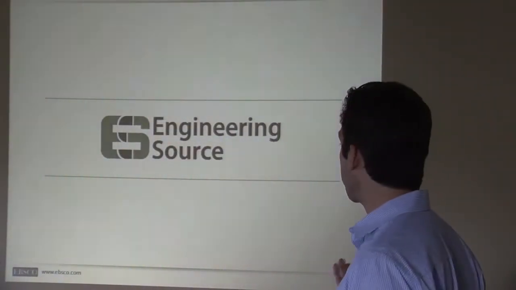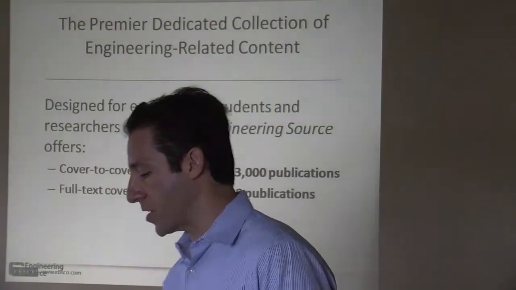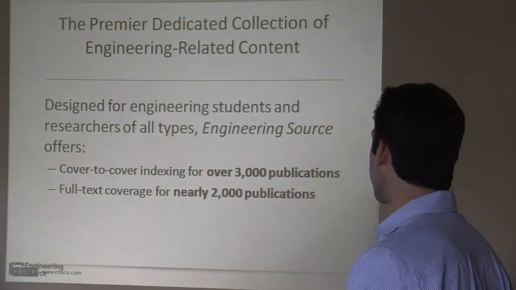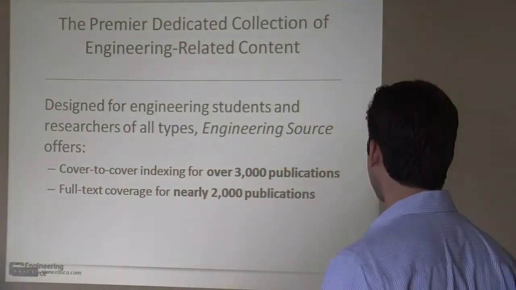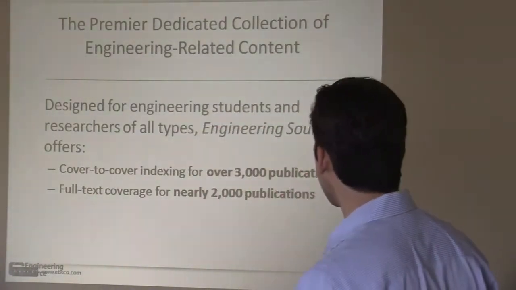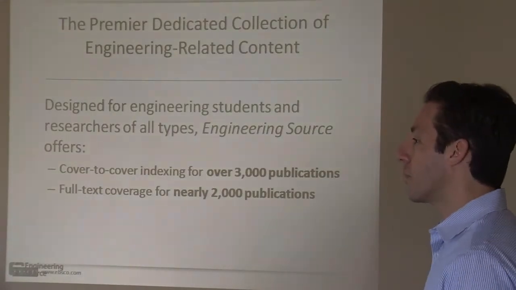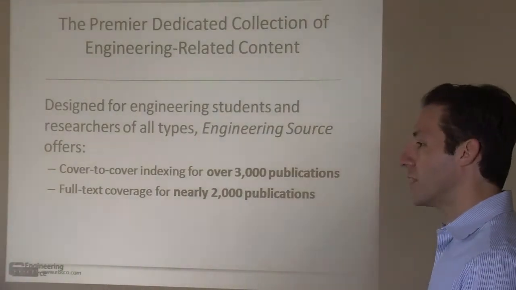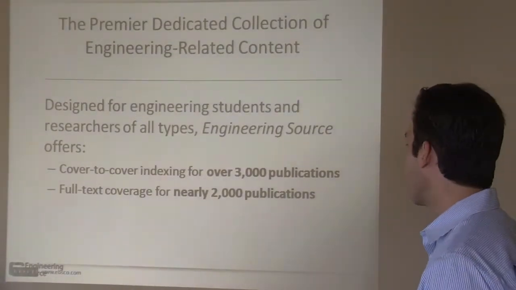Another one is called Engineering Source, which is focused entirely on the field of engineering. This database has indexing for over 3,000 publications, with full text for almost 2,000 of those publications. Just to give you an idea, it has 3,000 that are indexed. We still include publications and index them with indexing and abstracting, even though the publishers might not make the full text available. Some people ask us why.